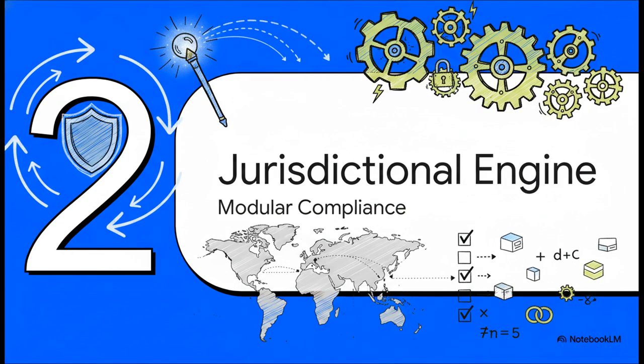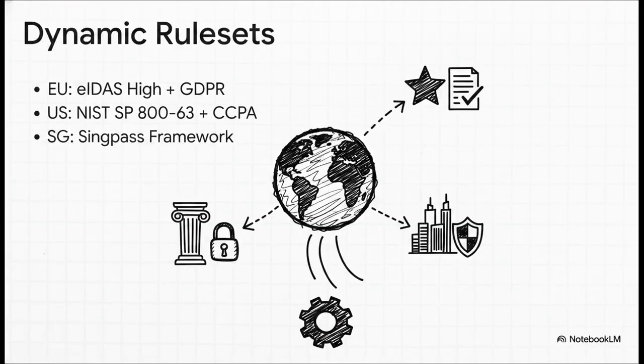Moving right along to Section 2, the jurisdictional engine. This is your tool for truly modular compliance, and honestly, it's the magic weapon of this entire release. So what does this engine actually do? Well, it dynamically adjusts things like required data minimizations, cryptographic proof strengths, and consent mechanisms under the hood, all entirely dynamically based on exactly where your user is located.